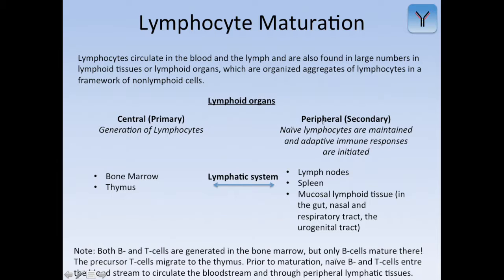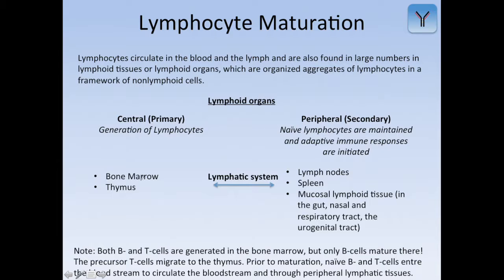Essentially, peripheral is where all the naive lymphocytes are maintained and adaptive immune responses are initiated. Let's begin here. The peripheral organs will, for example, be the lymph nodes, the spleen, and mucosal lymphoid tissues. So this is in the gut, nasal and respiratory tract, and the urogenital tract. What connects these two is what we call the lymphatic system, similar to the blood system, but mostly for the lymphocytes to be traveling between.